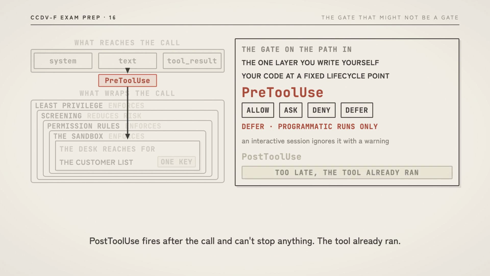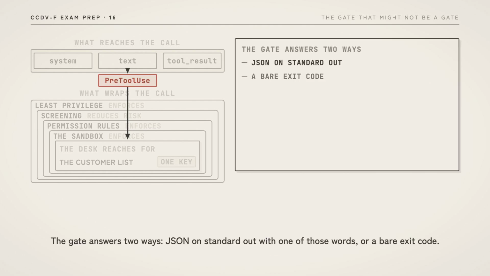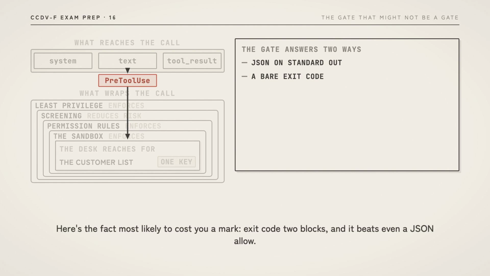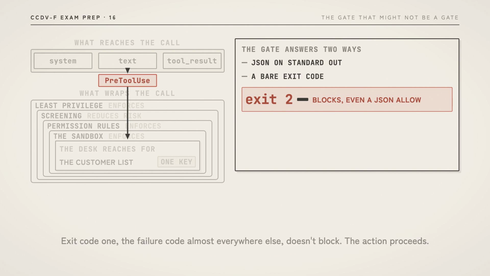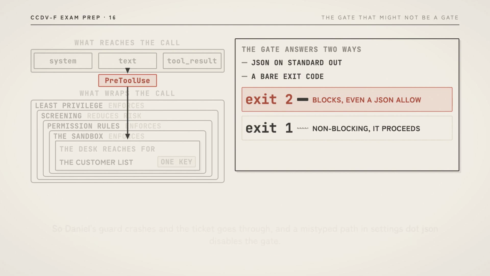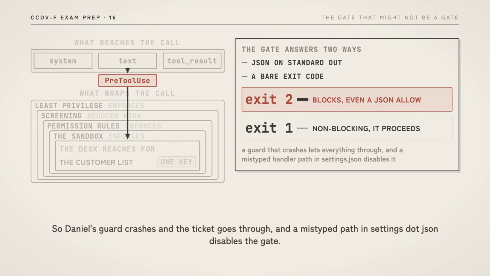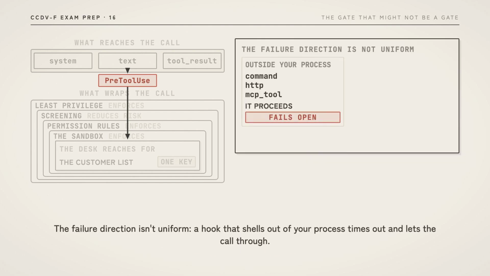The tool already ran. The gate answers two ways: JSON on standard out with one of those words, or a bare exit code. Here is the fact most likely to cost you a mark. Exit code 2 blocks, and it beats even a JSON allow. Exit code 1, the failure code almost everywhere else, doesn't block. The action proceeds. So Daniel's guard crashes and the ticket goes through, and a mistyped path in settings.json disables the gate. The failure direction isn't uniform.